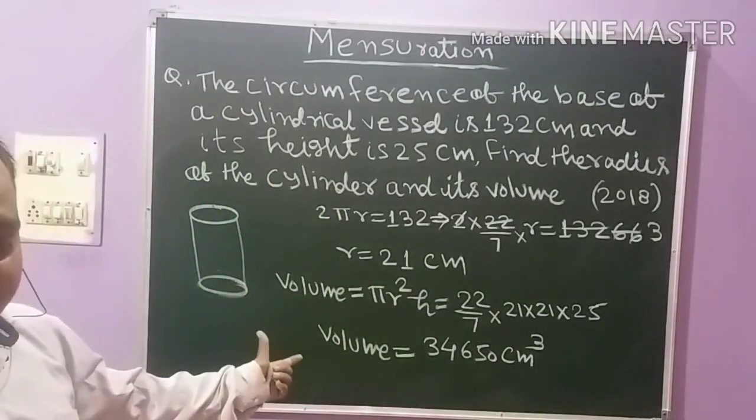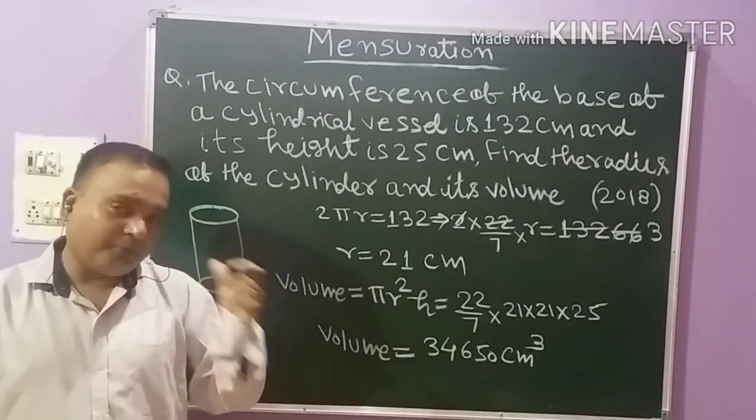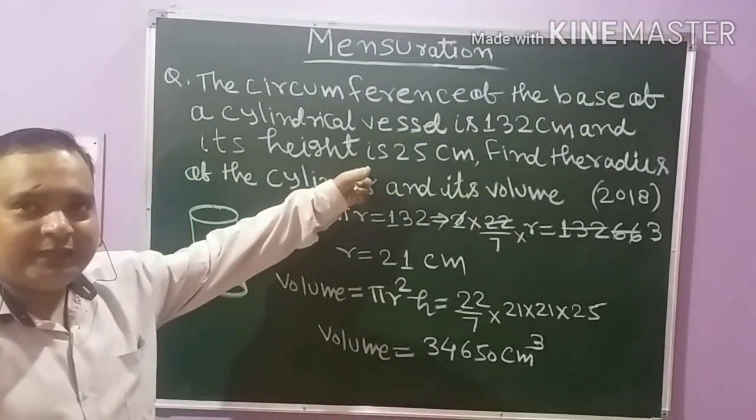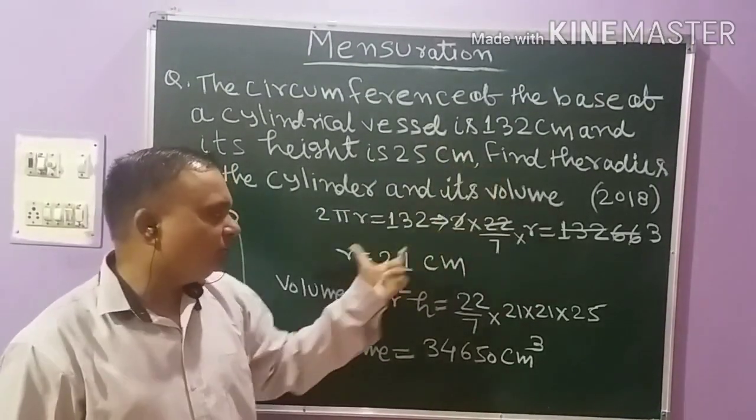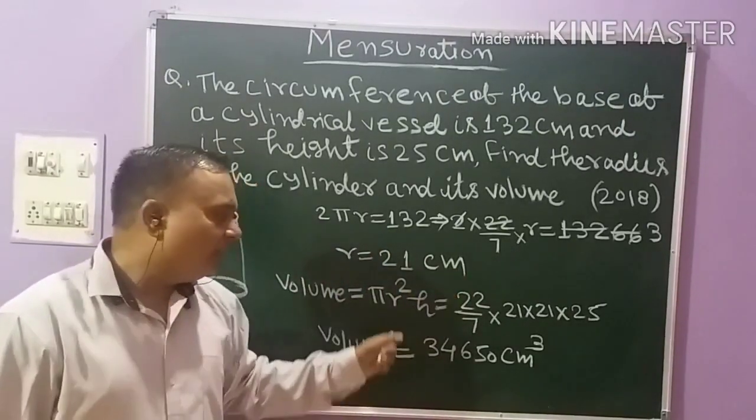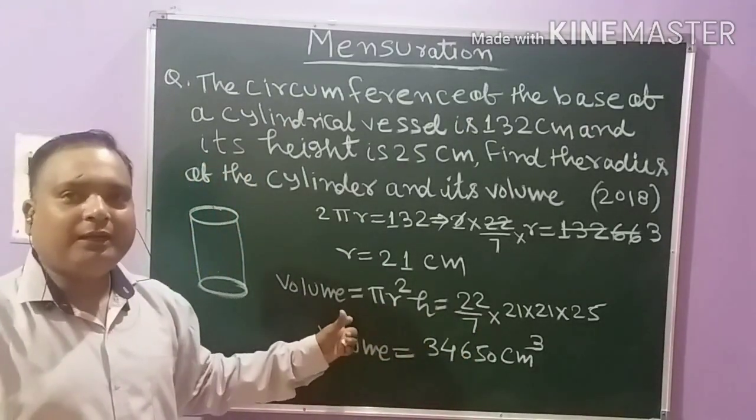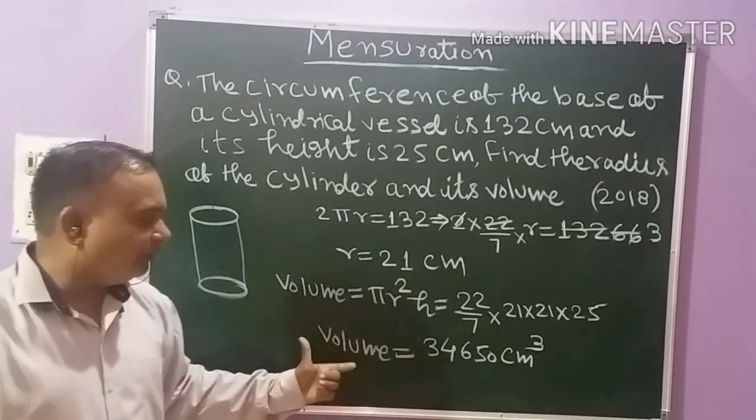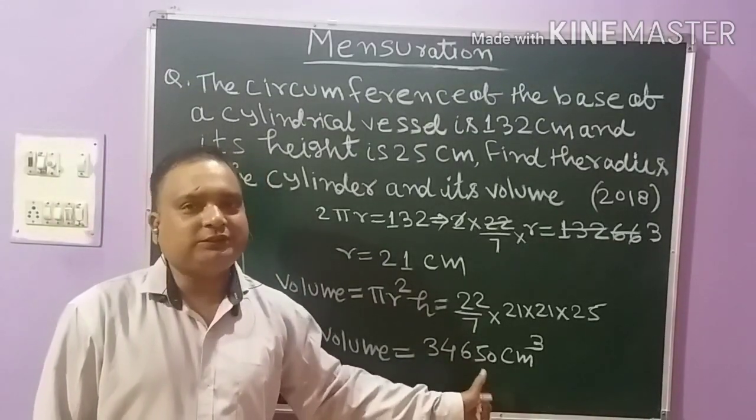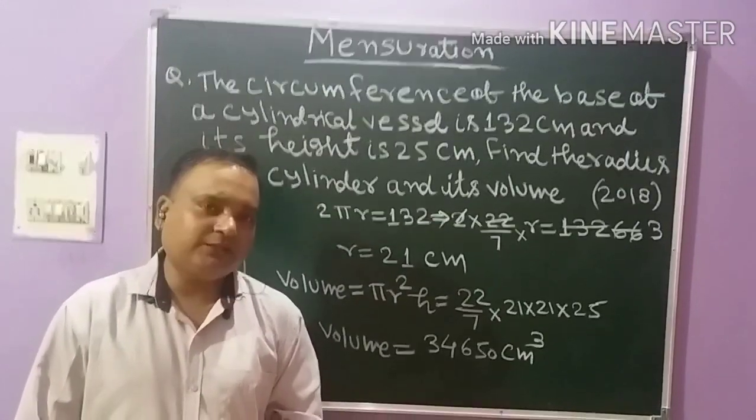Now next we have to find volume. So the formula for volume is pi R square H. Height is given, that is 25 centimeter. Radius was not given so we found it. So radius is 21 centimeter. Height is 25 centimeter. Put all the values in the formula pi R square H. So the volume of cylinder will be 34650 centimeter cube. Now next question.